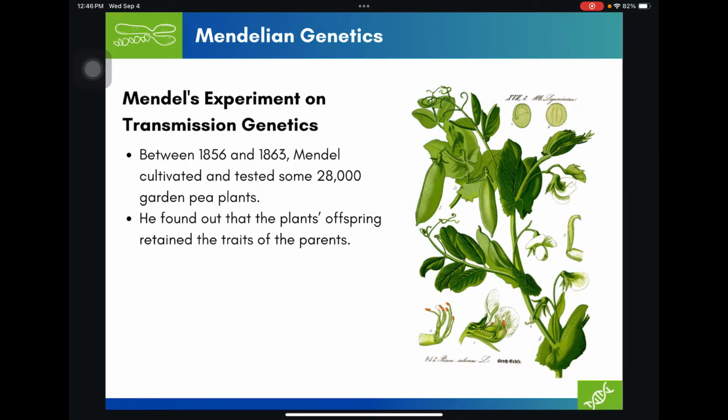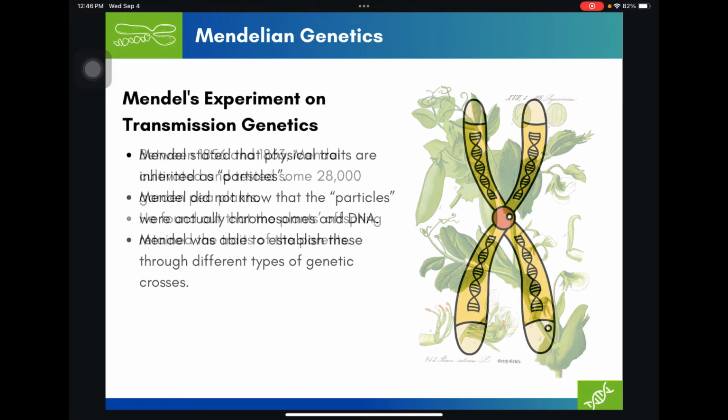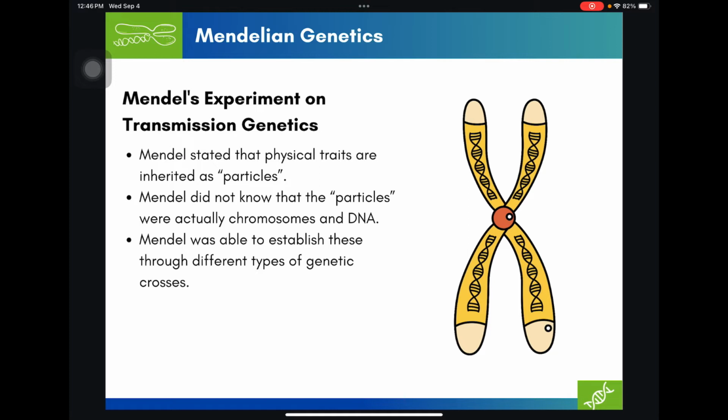Mendel's experimentation on transmission genetics began between 1856 and 1863, and within this span, he cultivated and tested around 28,000 garden pea plants. He also found out that the plants' offspring retained the traits of the parents, and such traits are passed down through different generations. At the time of his experimentation, he was not aware of these particles, and he just called them particles that are inherited from one parent to another.